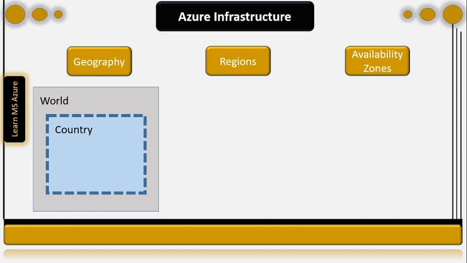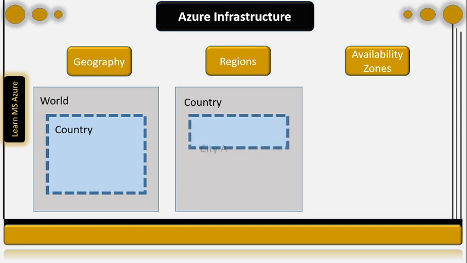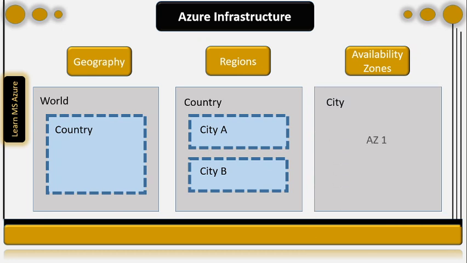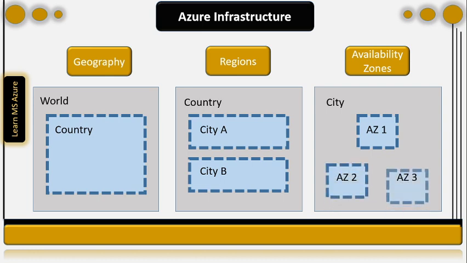You can consider that the geography is equivalent to your country. An Azure region is a set of data centers deployed within a perimeter and connected through a low latency network. You can consider that within a country there will be multiple regions, and each region is specific to a particular city in that country. Availability zones are unique physical locations within an Azure region, that is, within a city. For example, one availability zone is present in the east part of the city, whereas another availability zone is present in the west part of the city.